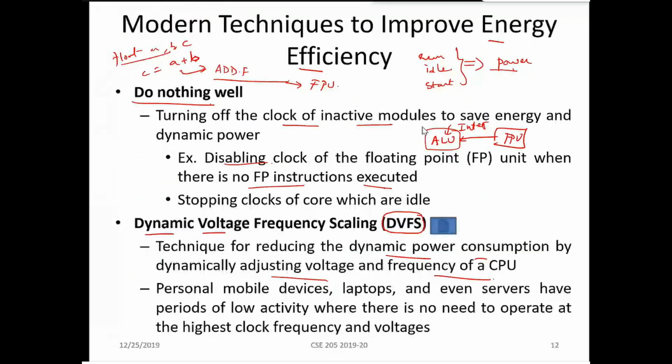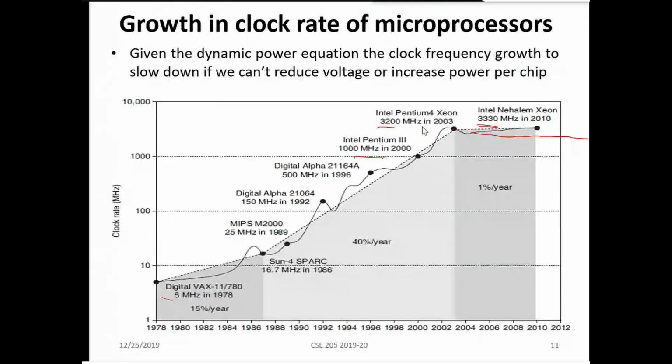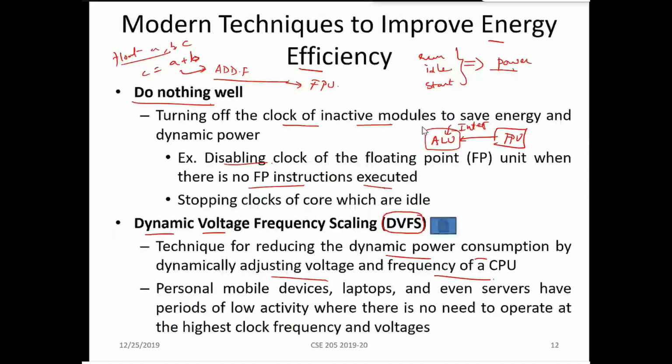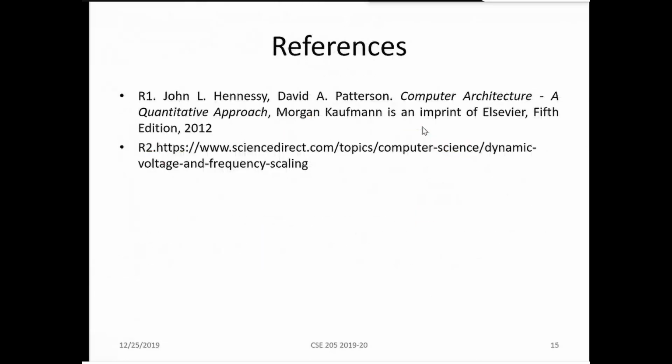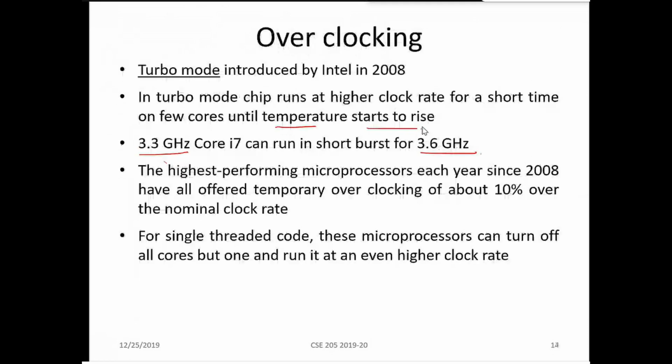And this is what I told you, right? The growth in clock frequency has almost stopped. So there is no more research on increasing the frequency rate. And to improve the energy efficiency, there are 4 things: do nothing well, dynamic voltage frequency scaling, design for the typical case, and overclocking. So these are the 4 cases. I think this topic is over.